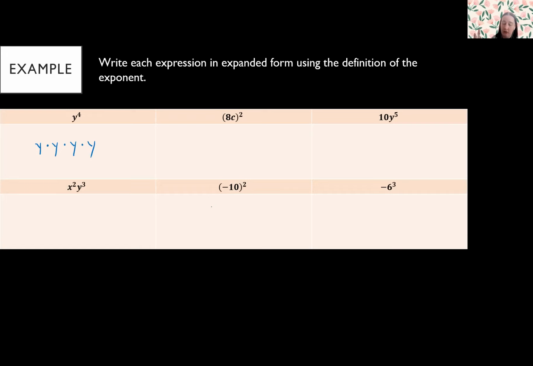Next, we have in parentheses 8c squared. So because it's in parentheses, that 8c is taken together. So there's going to be 2 8c's multiplied together. So that's 8c times 8c. So they're grouped together.